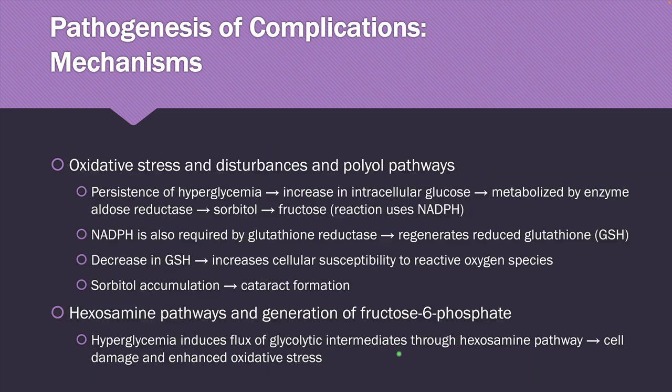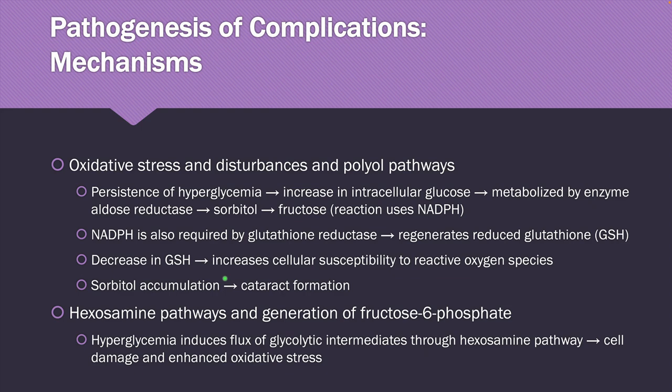Other mechanisms would be your oxidative stress and disturbance in the polyol pathways. Here, there is accumulation of sorbitol. And sorbitol accumulation in the eye causes your cataract formation. So, that's the basic mechanism there. And another mechanism is via your hexosamine pathways and generation of fructose 6-phosphate. So, those are your different mechanisms for the complications of your DM.